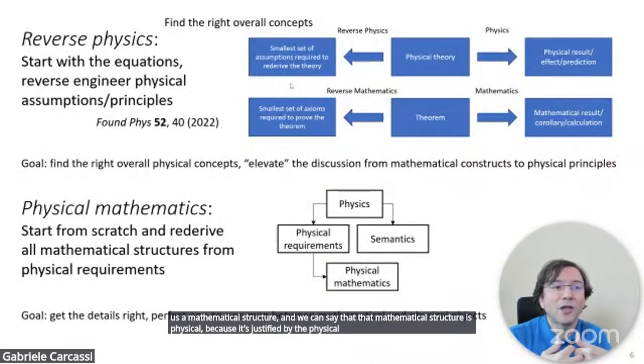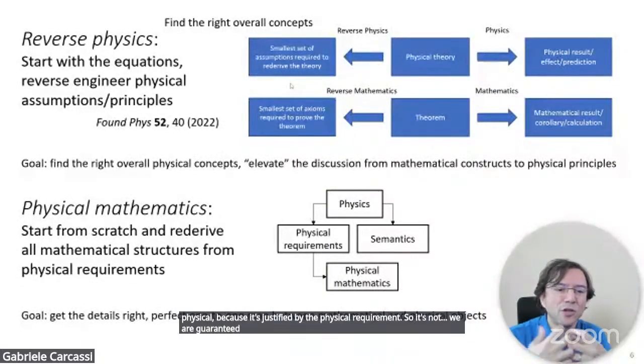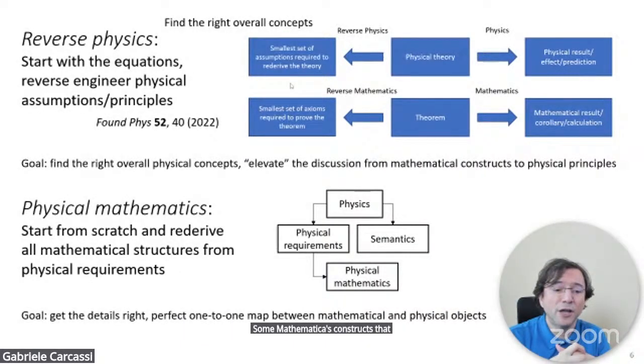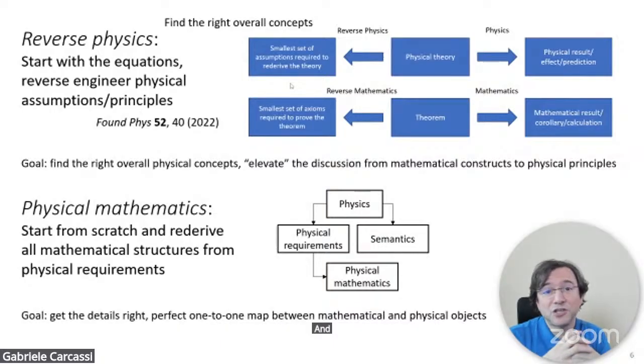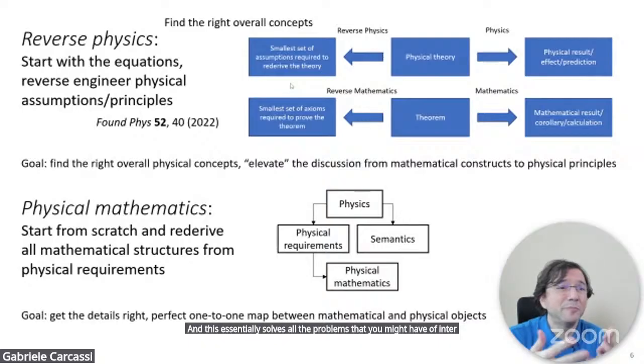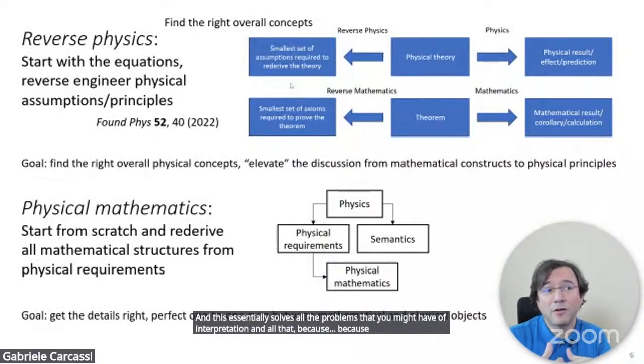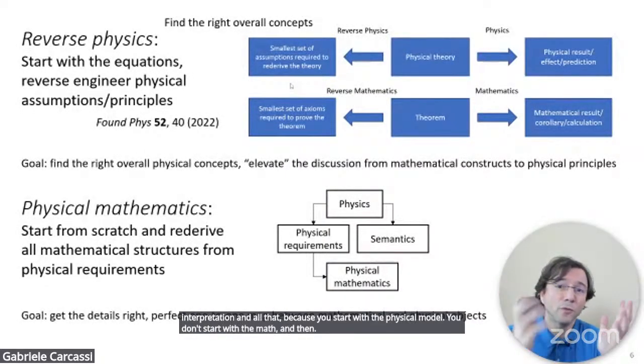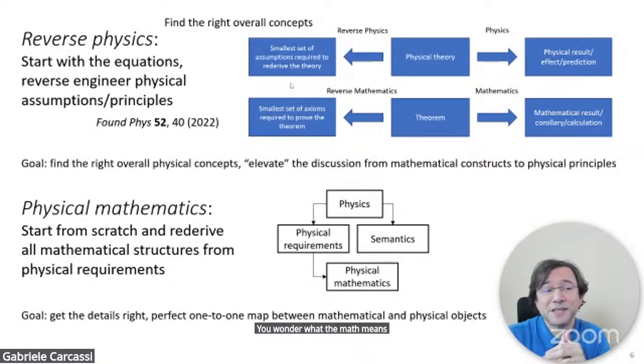So we are guaranteed that the objects that we're going to have are not some mathematical construct that has no clear relationship to the physics. And this essentially solves all the problems that you might have of interpretation, because you start with the physical model. You don't start with the math and then wonder what the math means. You start with the physical model. So at every point, you know what it is that you're describing.